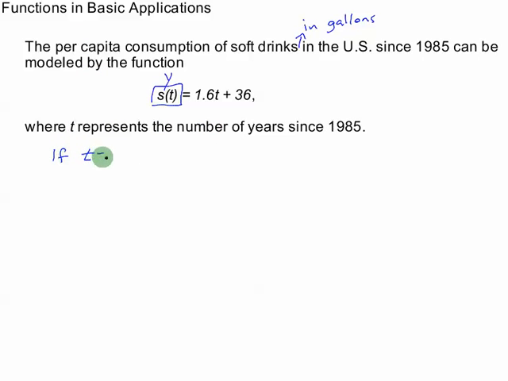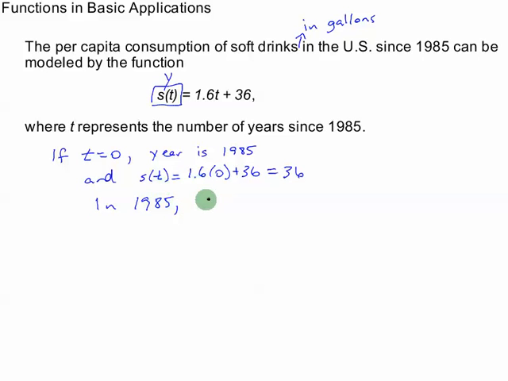So if T equals 0, that means the year is 1985, and Y, or S of T, would be 1.6 times 0 plus 36, right? T is 0, so we plug in 0 for T. So 1.6 times 0 is 0, plus 36 is 36. So the year is 1985, so in 1985, the consumption of soft drinks is S of T, which is 36 gallons.